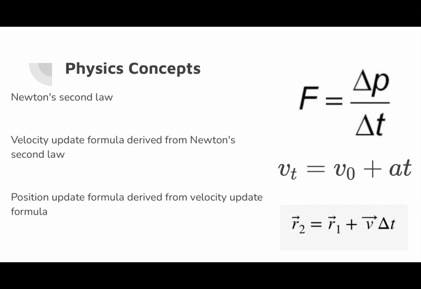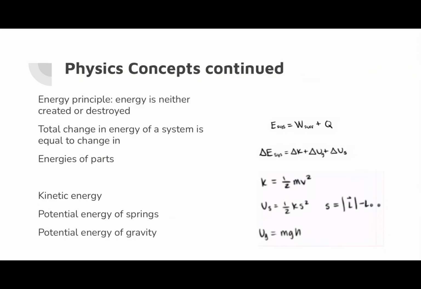So the physics concepts are Newton's second law, which states that force is equal to the change in momentum over the change in time. In deriving this, we can find that the velocity is equal to the initial velocity plus force over mass times time. Deriving this, we can find the position update formula, which states that a final position is equal to initial position plus velocity times change in time.